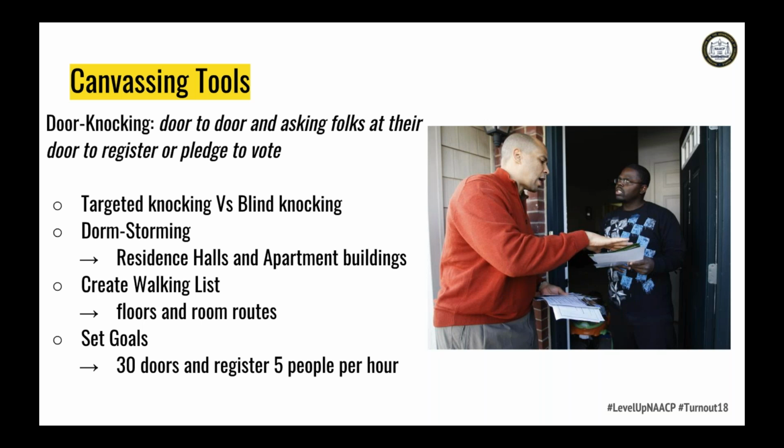Targeted door knocking is knowing exactly where you're going to go, right? What list of people, who are the people you're going to be contacting, who the people you are going to be knocking on doors with. And so maybe there is an African-American themed dorm on your campus, or there is a people of color dorm on your campus, or a themed dorm that you're trying to hit specifically, and you know that there's a certain amount of people in that dorm who may be unregistered to vote. That's a targeted knock. So you know exactly who you're going to be contacting and who you're going to be working with. A blind knock is essentially what it sounds like, right? You're going from door to door to any people on campus that you have access to knock on doors, right?